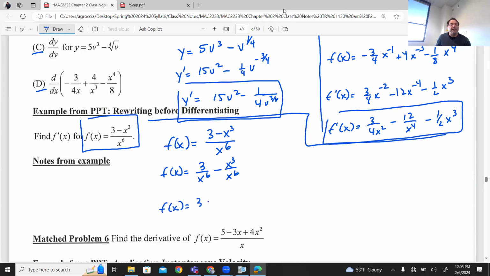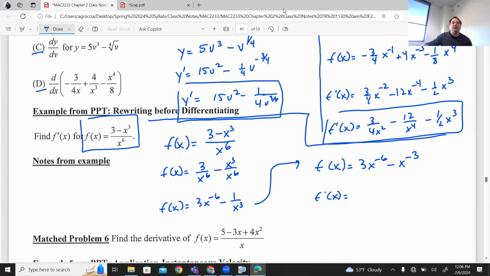This becomes 3x to the negative 6. This becomes 1 over x to the third, so you need to know your exponents, which eventually still simplifies to 3x to the negative 6 minus x to the negative 3. Then you can take the derivative.